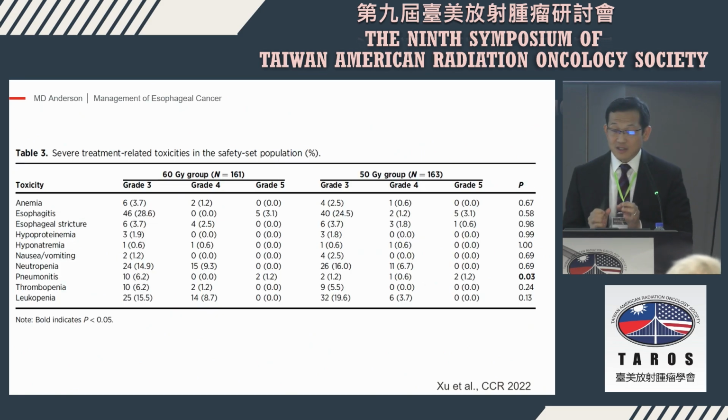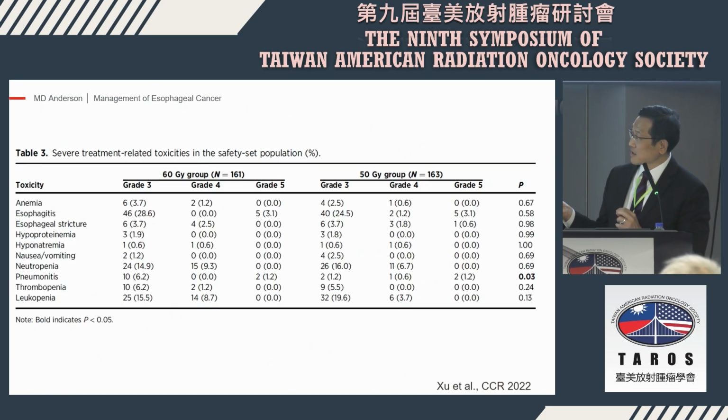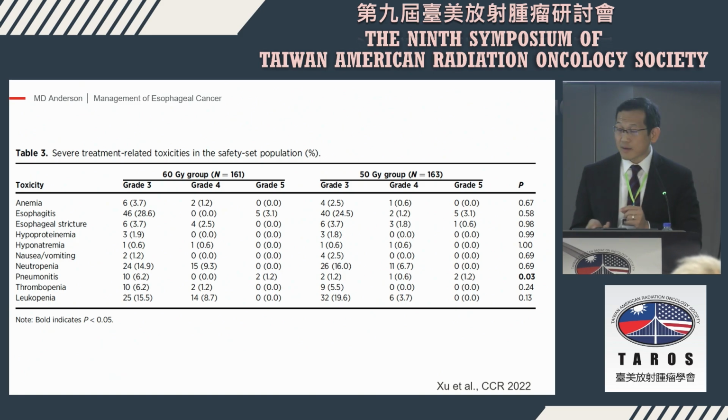But the only thing that was different was toxicity. So if you look across the different toxicities, the only thing that was significant was pneumonitis. And you see here in the 60 gray arm, there was higher grade 5 toxicity of pneumonitis compared to the 50 gray arm. So their conclusion is actually that 50 gray should be the standard of care, not 60 gray.